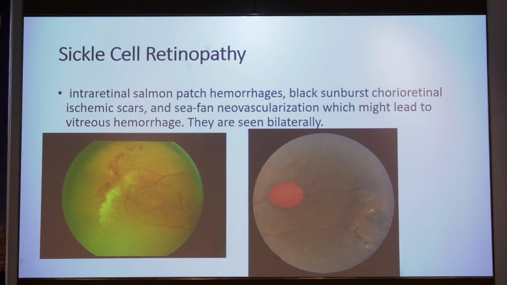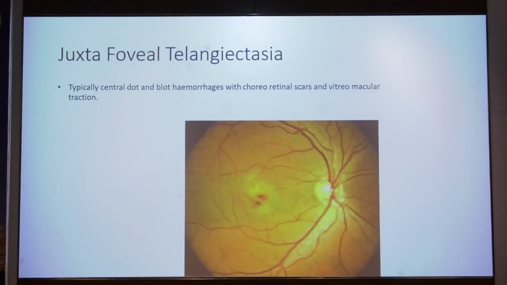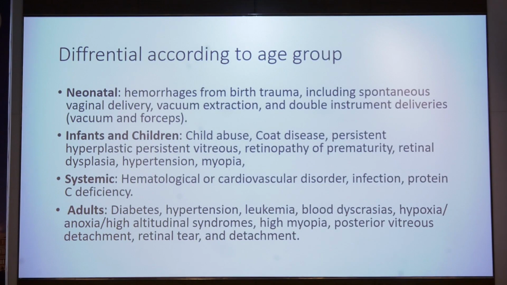In ocular ischemic syndrome, mid-peripheral intraretinal hemorrhages can be there, and retinal neovascularization can be there. In sickle cell retinopathy, we see intraretinal salmon patch hemorrhages, with black sunburst, chorioretinal ischemic scars, and sea fan neovascularization, which might lead to vitreous hemorrhage, and they are usually bilateral. In juxtafoveal telangiectasia, it's typically a central dot and blot hemorrhage with a chorioretinal scar and vitreomacular traction.